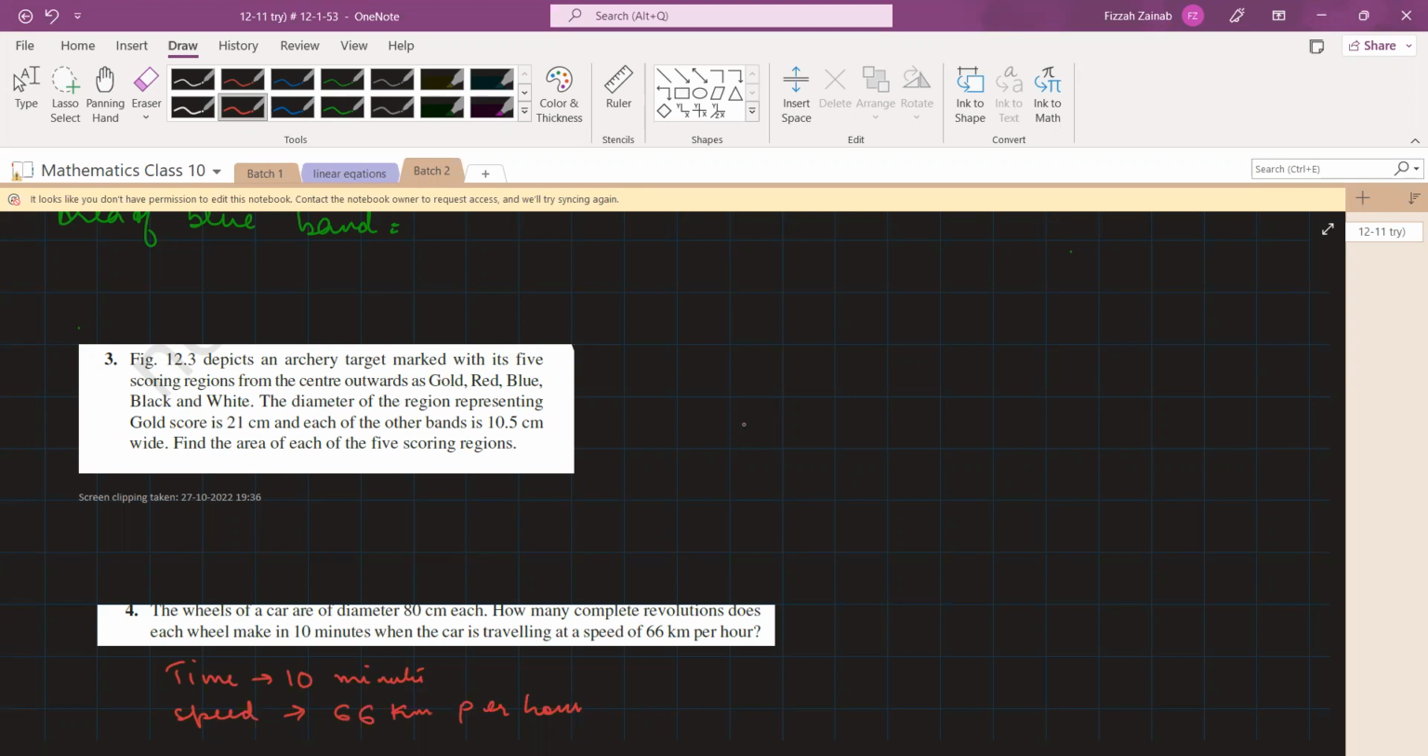How do you find the number of revolution? See what is happening here. You have a wheel. Try to understand this. See, you have a wheel. Okay, let's put a dot on this wheel. Let me say I put a dot here.